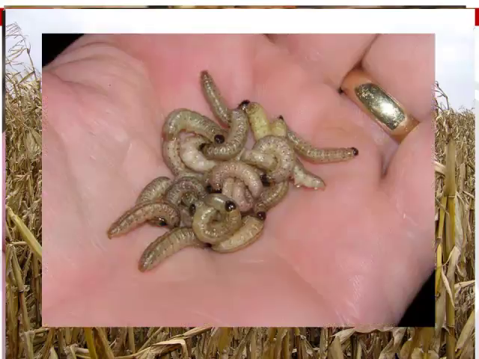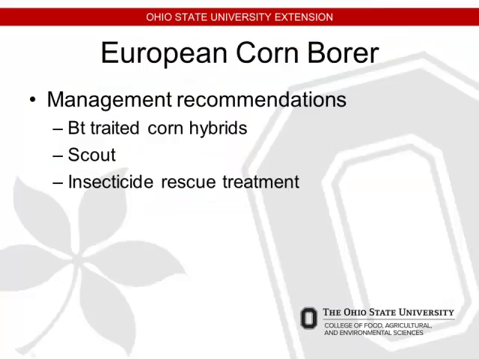But those corn borers overwinter in residue. And in a no-till situation, that residue is going to lay on the surface of the ground for a number of years. And so there's lots of survival of the caterpillars from one year to the next. Treatment, again, the BT-traded hybrids still work very effectively. If you don't use them, you're going to have to scout and use an insecticide rescue treatment to manage them when the populations get too high.